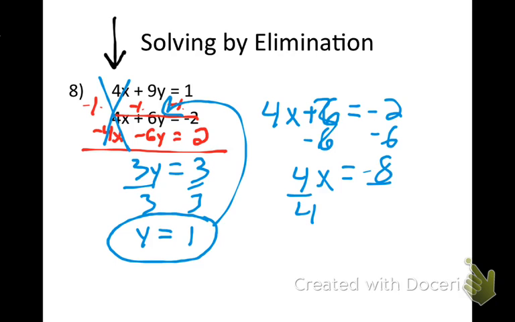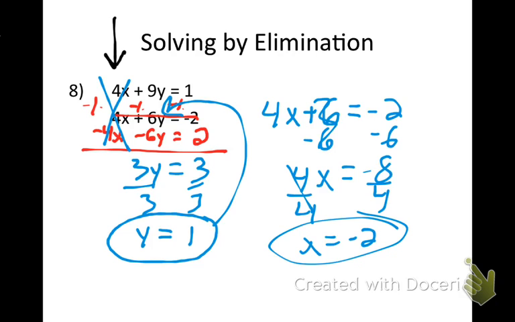Divide by 4. And I get x to be what, Jarrett? Negative 2. Which then means my answer is going to be what, Jack? Negative 2, 1. Nice work, sir. That is correct.